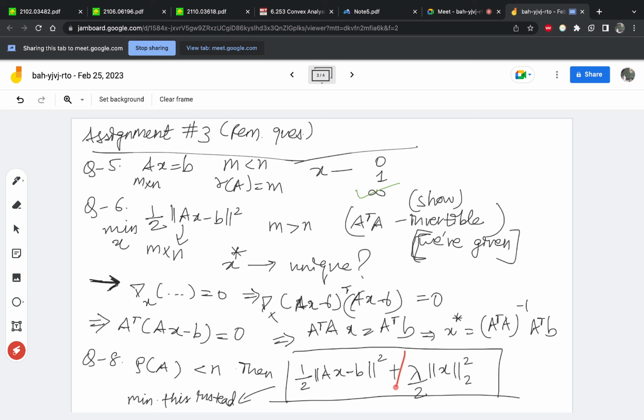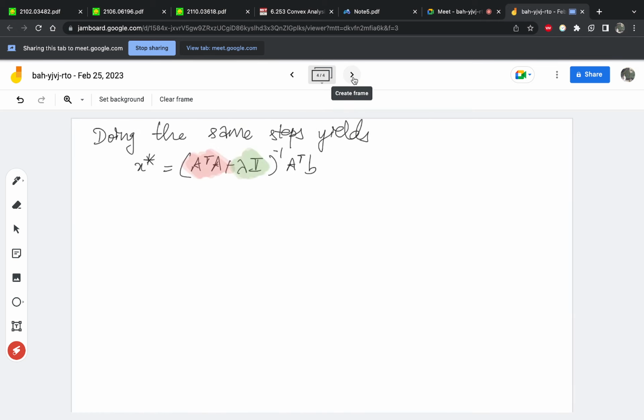Okay, and this is one way where we can ensure that even when we have some non-invertibility issues, we can still find a solution for this system of linear equations. Okay. There is one question which is pretty straightforward actually.